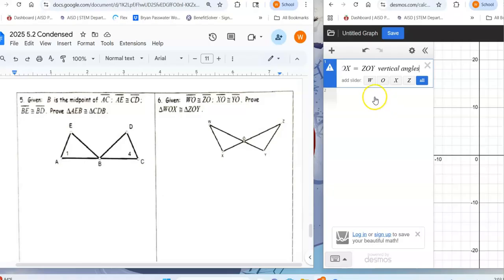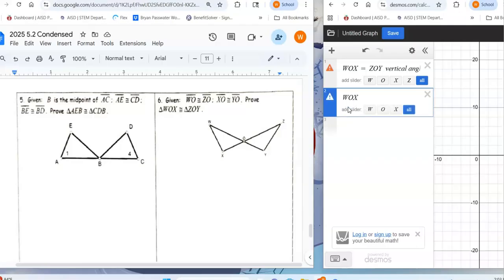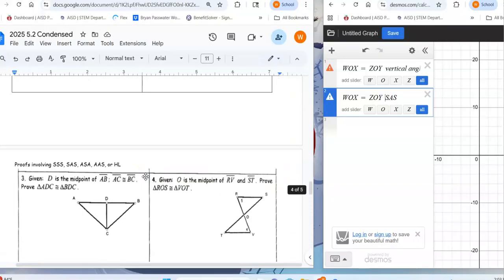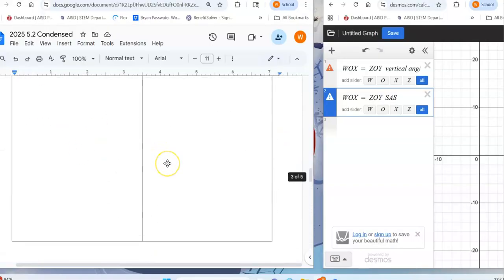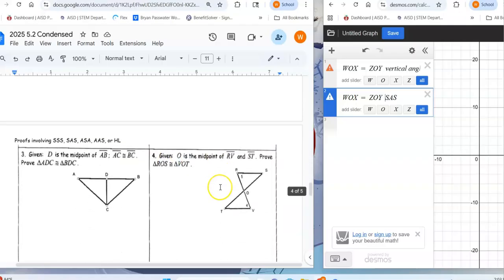All right, now that I have the givens and this, I have enough information to write the proof: triangle WOX is congruent to triangle ZOY, and the reason being SAS, because it tells me those two sides are congruent and the angle in between them is also congruent. And that would be the answer for that. That's basically how you do it. The ones with midpoint, I should do a midpoint one. Yeah, I'll do one of the midpoint ones.